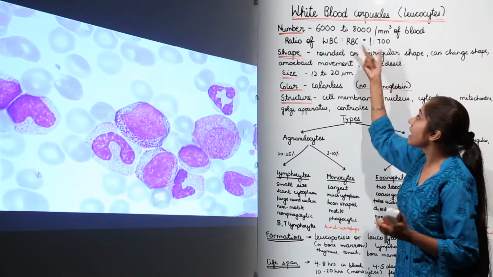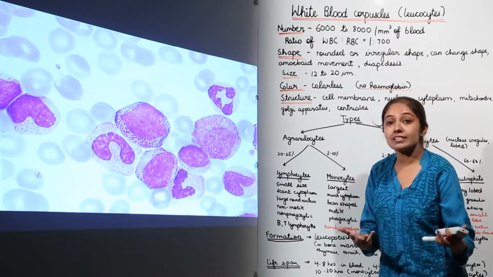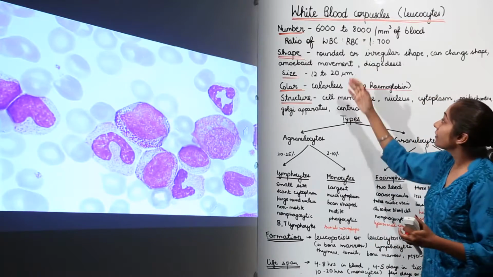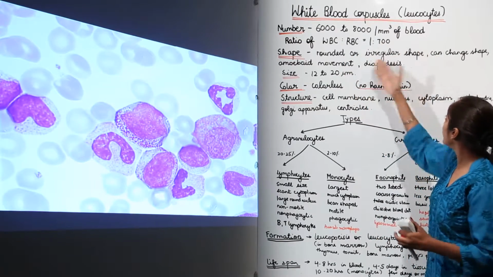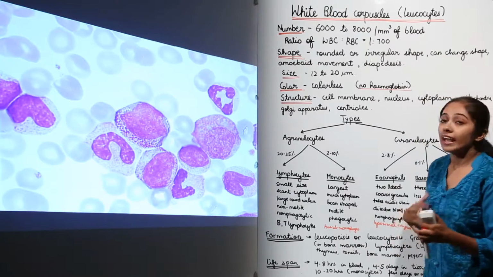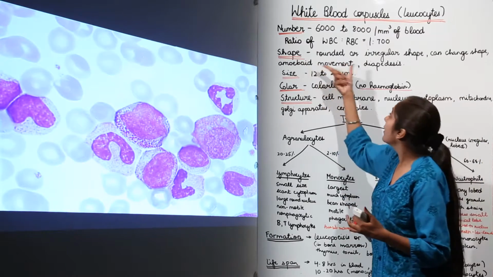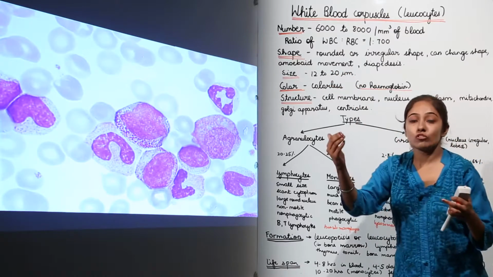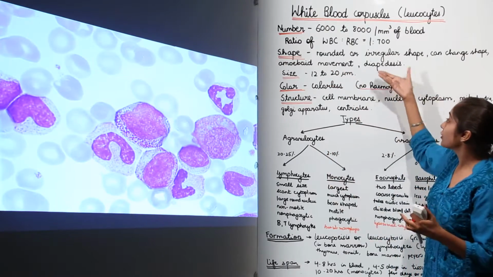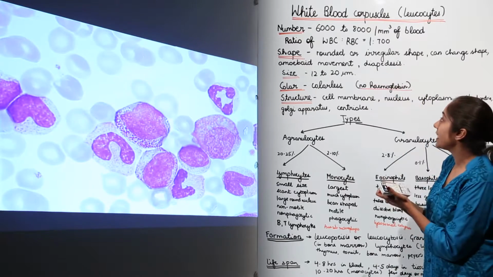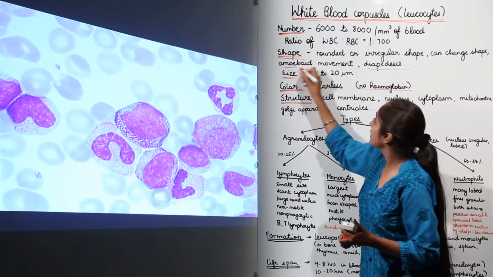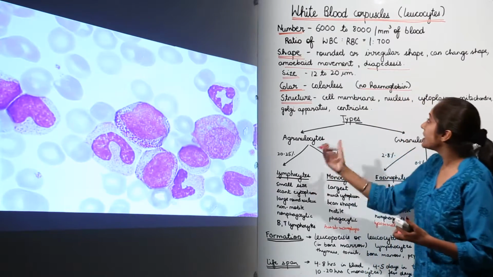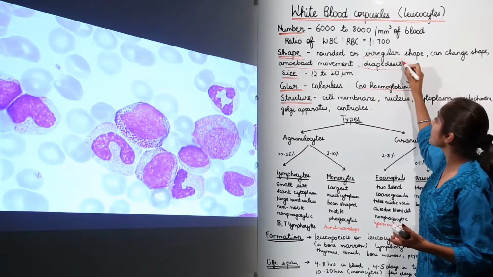The RBCs are much larger in number, the most abundant cells of the body, as compared to WBCs, which are quite less in number. They are rounded or have irregular shape, and they can change their shape like an amoeba. So they can show this amoeboid movement also. Because of this, they can squeeze out from the blood capillaries, and this phenomenon is known as diapedesis.